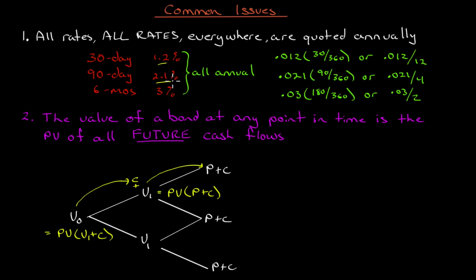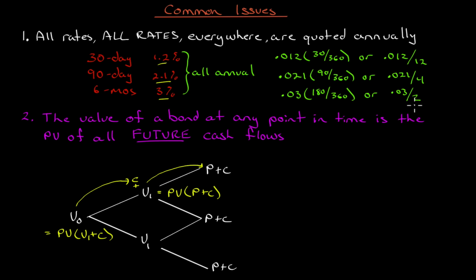If we have a 90-day rate at 2.1, that's quoted annually. To get it into a 90-day period, 0.021 multiplied by 90 over 360, or 0.021 over 4. And if we have a 6-month rate of 3%, again, that's an annual rate. Multiply the 0.03 by 180 over 360, or 0.03 over 2. So if you're ever looking at a chart and it says 3-month rate, 6-month rate, those are annual rates. You must divide it by the periodicity to get it into the period of time that you need it. All rates everywhere are quoted annually. You don't have to think about that one.